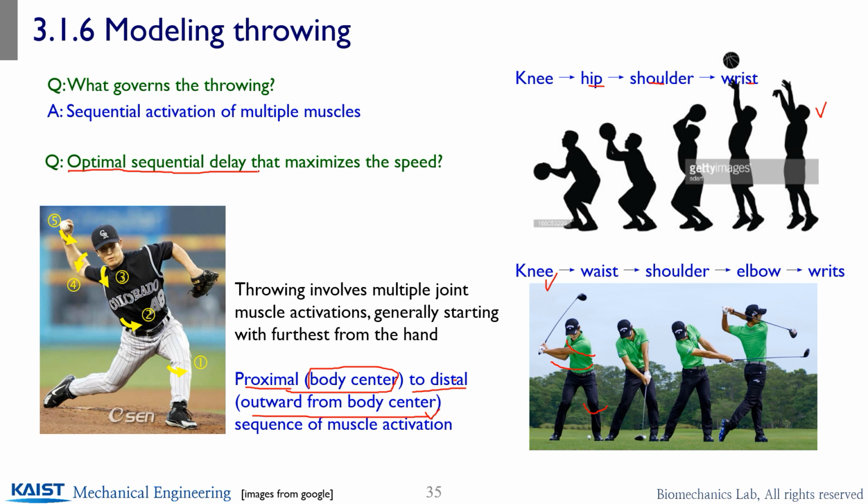So after a well-defined question, you have to set up the goal for the model analysis. Since we set up the goal as there may be an optimal sequential delay, the next step is to find the relationship between the delays as a function of ball velocity, and then see if there's any local or global minimum or maximum values.